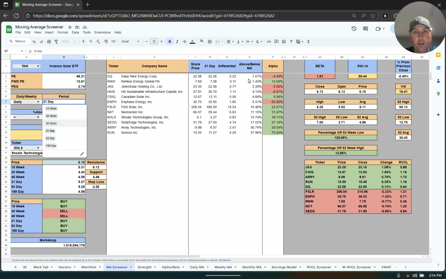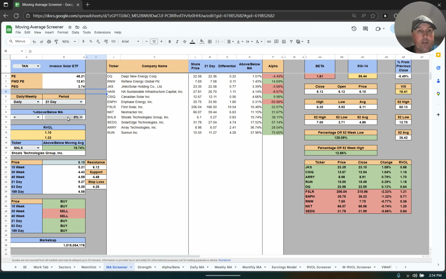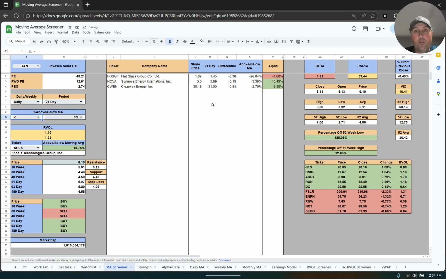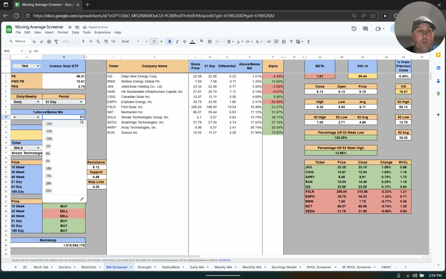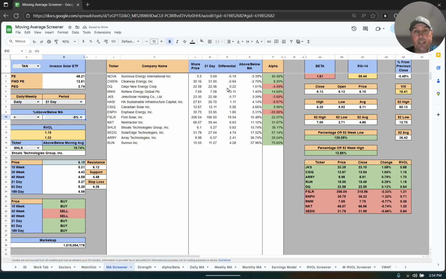And then we get the percentage above or below the moving average we're looking at. I have greater than 0%. If I change this to less than 0%, then we will get the stocks that are below the moving average. If I change it back to greater, we'll get the stocks that are greater than the moving average. Maybe I want to see stocks that are just below the moving average, so I can put greater than negative 5% from the moving average.